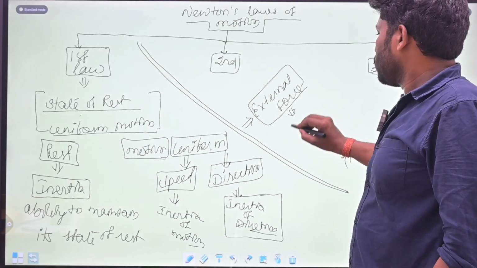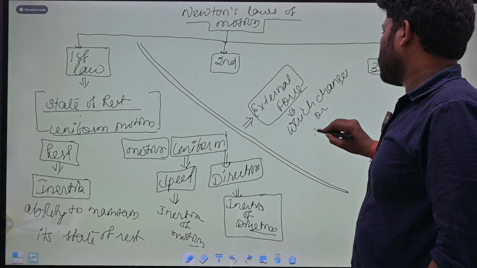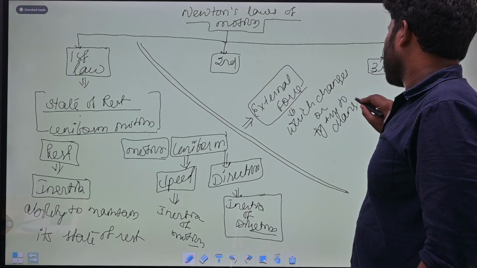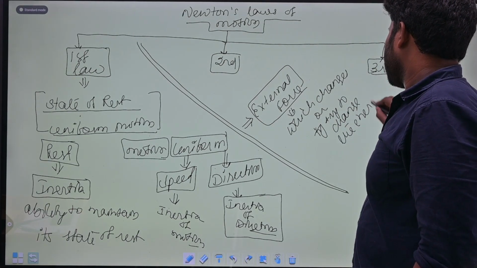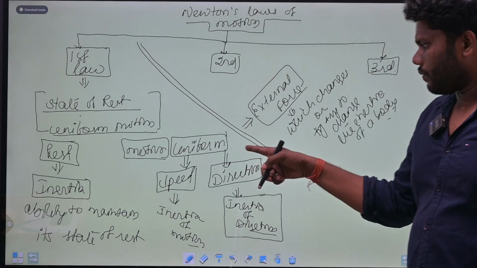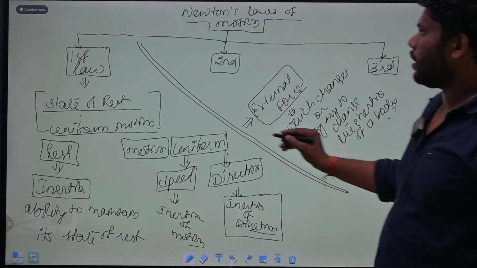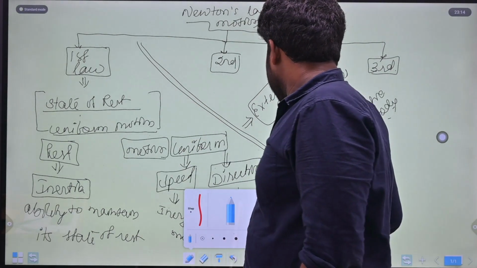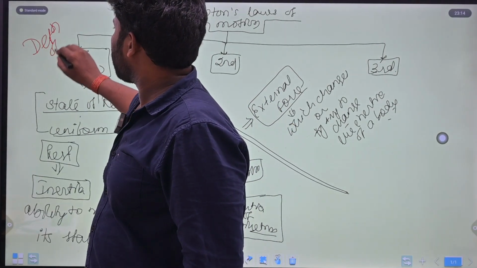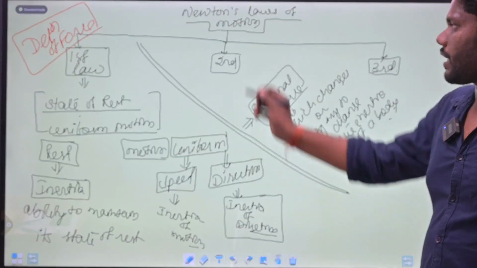External force is that which changes or tries to change the inertia of a body. That is, whether it is inertia of rest, inertia of motion, or inertia of direction. First law of motion gives us the definition of a force. Which law gives the definition of a force? Answer is first law of Newton. So first law of Newton gives the definition of force that can be asked in your examination.